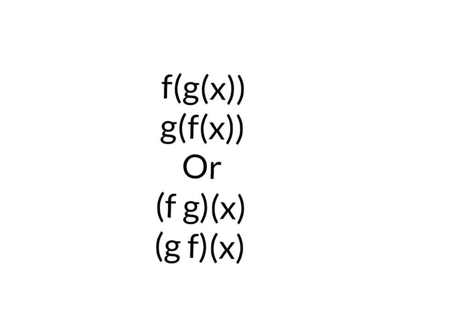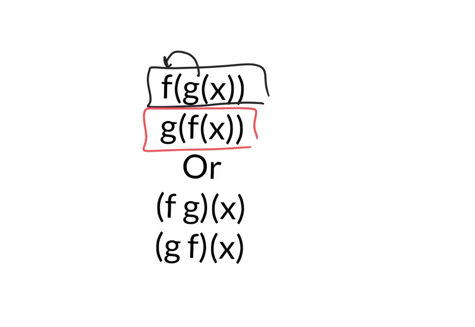You're going to see notation that looks like this right here, which we would say f of g of x, which means basically we're going to plug function g into function f. Or it may look like this one, g of f of x, where we're going to plug function f into g. It can also be written with a little circle in between, and you would read it the same way: f of g of x, g of f of x.